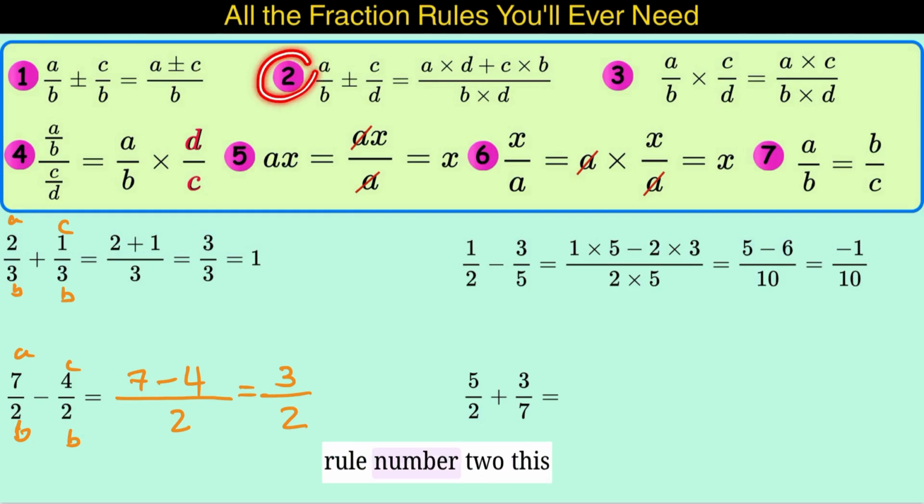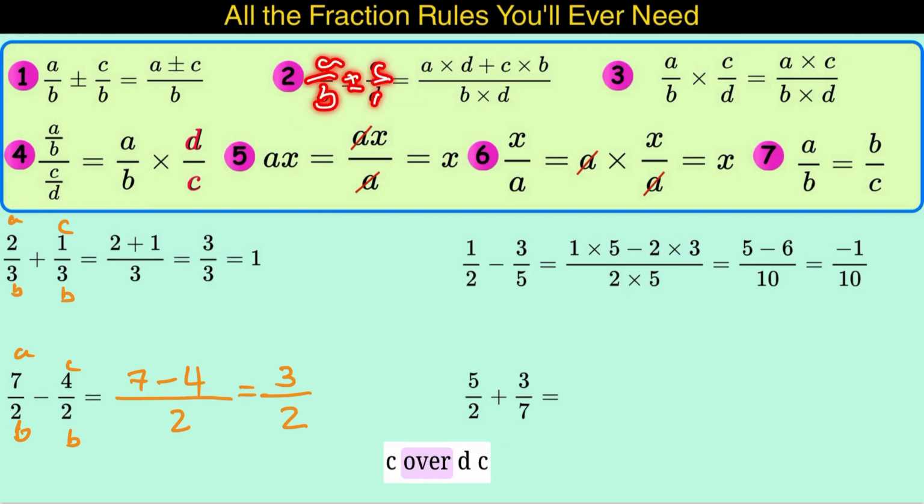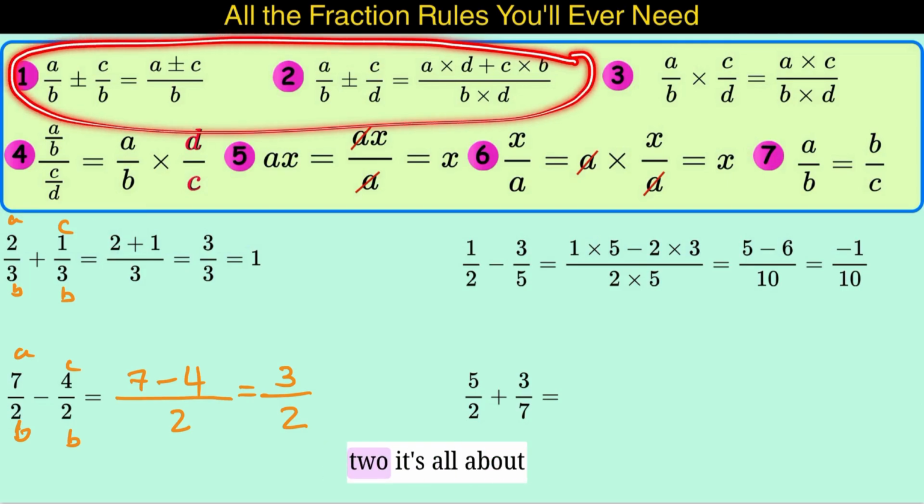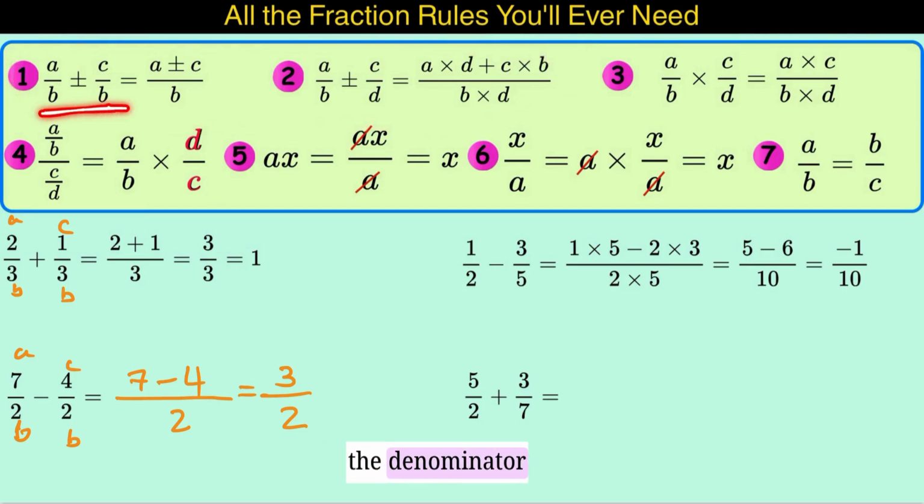Now we're going to go to rule number 2. This is when you have different denominators. I have A over B plus or minus C over D. See, now I have B and D in here. This rule number 1 and rule number 2 are all about the denominator, either same or different.